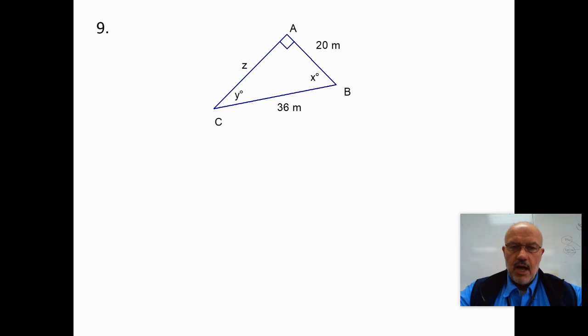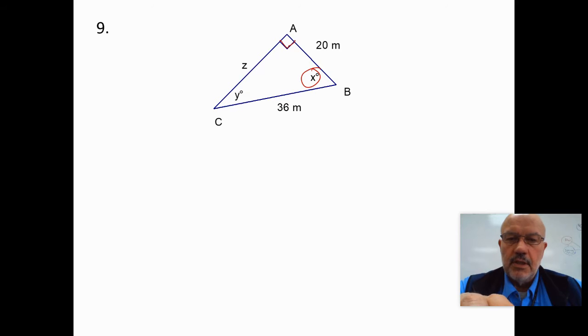Okay, let's move on to number 9. All right, let's find X. Right here we have 3 pieces of information. Forget Y and Z right now. We're not trying to find them. So we have our right triangle. We're missing an angle measure. So we know we're going to use an inverse function of sine, cosine, or tangent. But the question is which one?